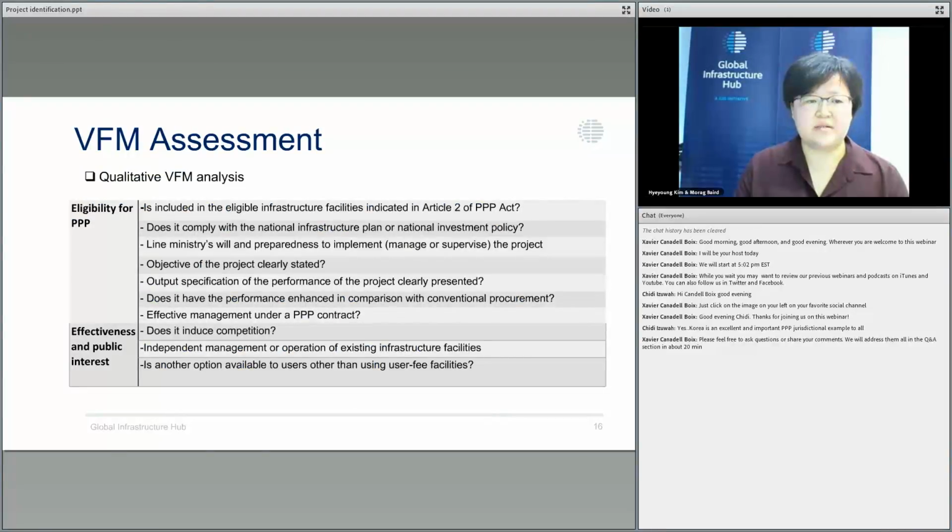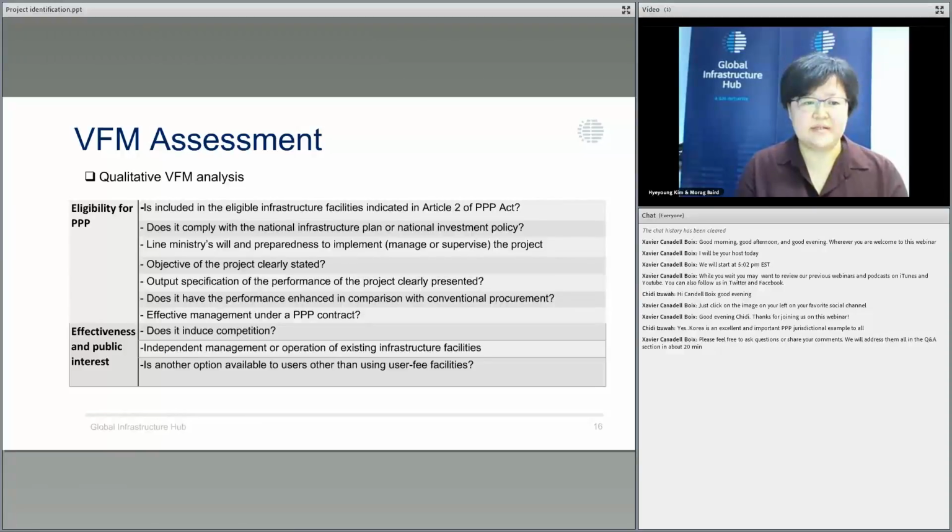This is a qualitative VFM analysis. After the quantitative analysis, this element is also considered: whether the project can proceed to the market as a PPP project. The first element is eligibility for PPP. This issue is related to whether it is included in the eligible infrastructure facilities under the PPP Act, and also whether the objective of the project is clearly stated.